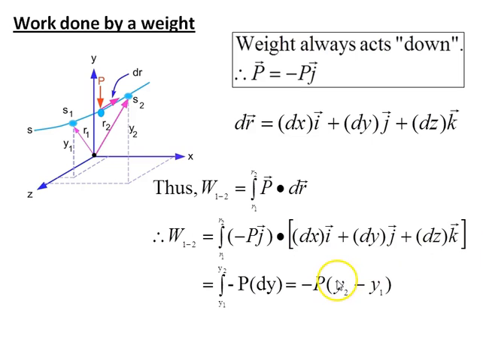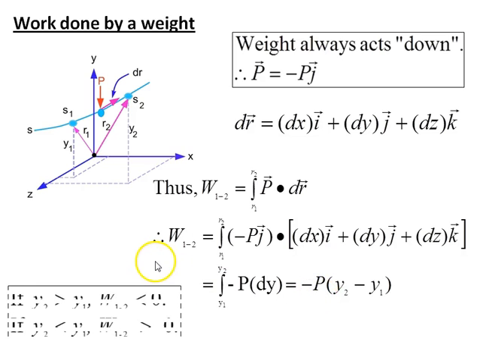Notice that if y2 minus y1 is positive, work done is negative. So work done in raising a particle from a lower elevation to a higher elevation is negative. That is, when y2 is greater than y1, you are raising the elevation of the object, and the work done by the weight on the particle is negative. Similarly, when y2 is less than y1, that is, the particle is going down in elevation, work done is positive.